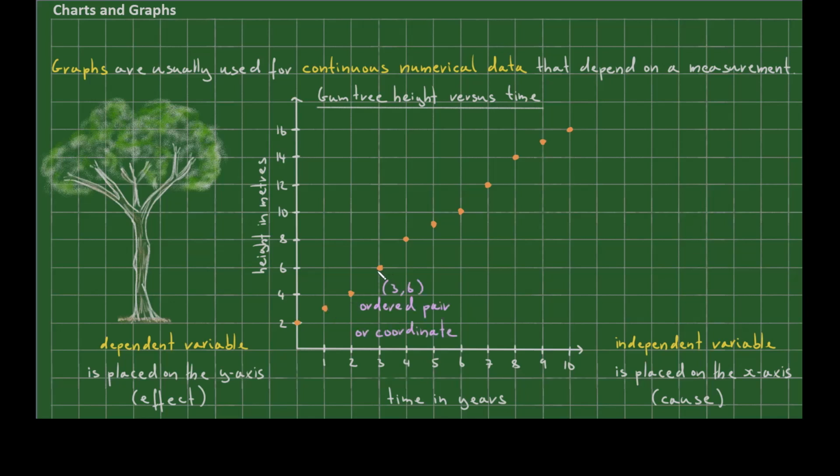So for example, this point here is 3 on the x-axis and 6 on the y-axis. Therefore, its coordinate is (3, 6). By the same token, this point up here would have a coordinate of (6, 10). It is 6 on the x-axis and 10 on the y-axis.